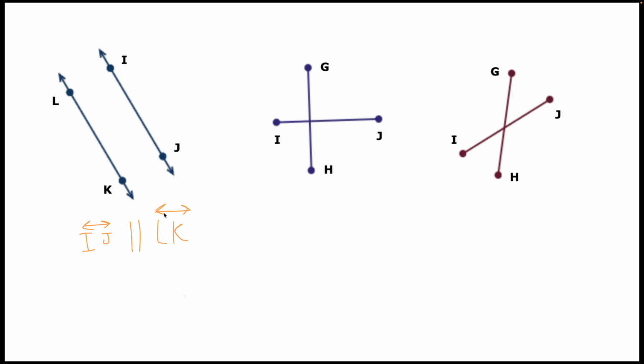Either one is fine. For the middle lines, these are perpendicular. The symbol for perpendicular, and pay attention, this is line segment IJ, not line IJ, so no arrows on the end. Line segment IJ, perpendicular is like an upside down T. So IJ is perpendicular to GH.